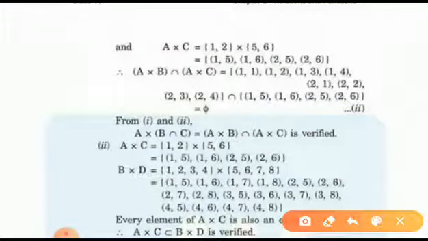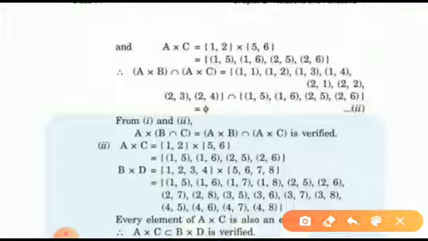Now here A cross C is this. B cross D is the set 1 comma 5, 1 comma 6, 1 comma 7, 1 comma 8, 2 comma 5 and 2 comma 6 and so on. You'll get this as your B cross D. Is that clear? How many elements will be there? Just see here, 1, 2, 3, 4 in B, 1, 2, 3, 4 in D. That means total 16 elements you will be having. You have to list it out.